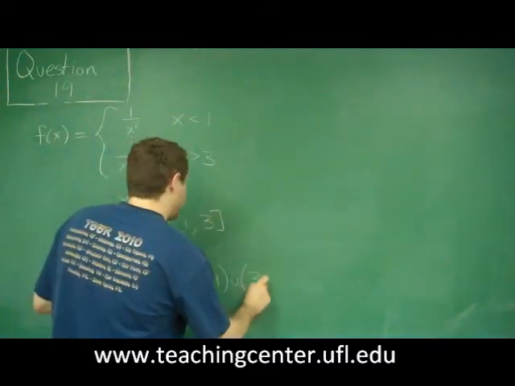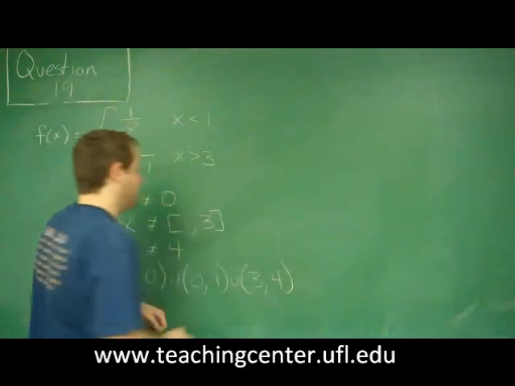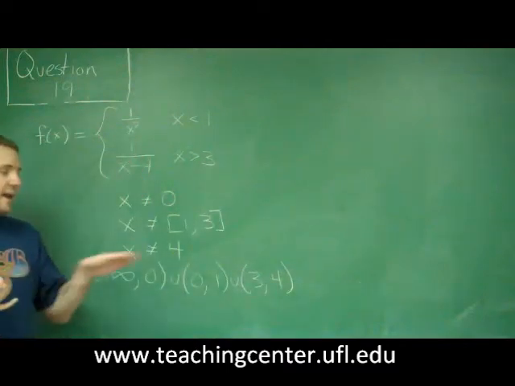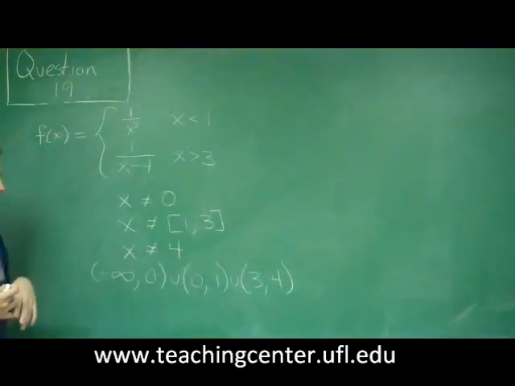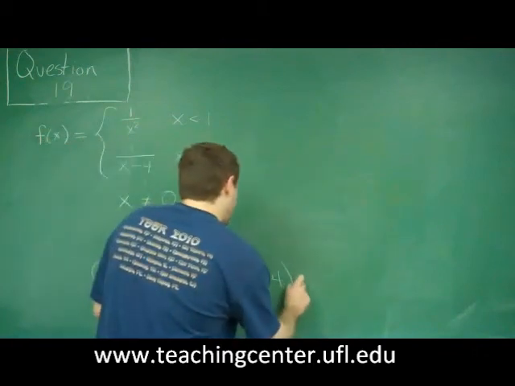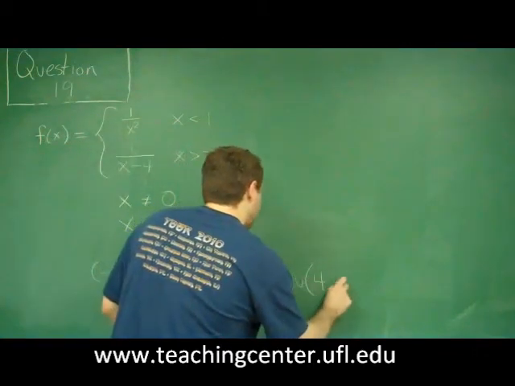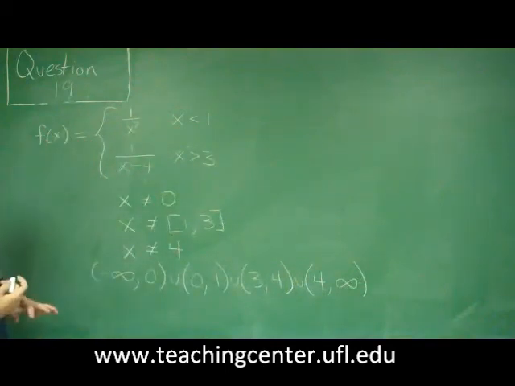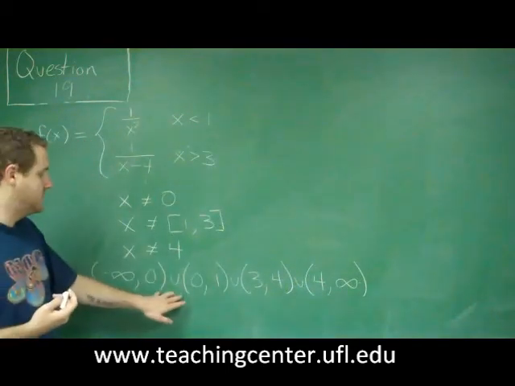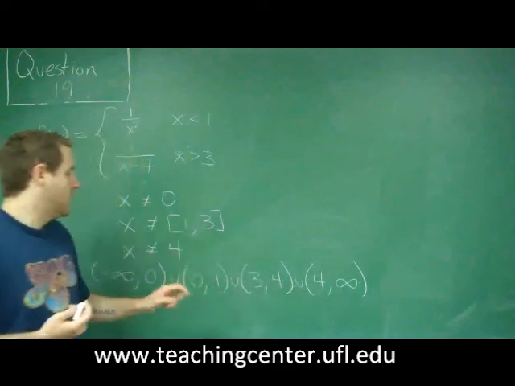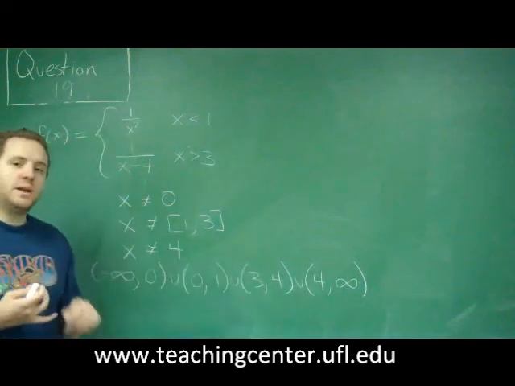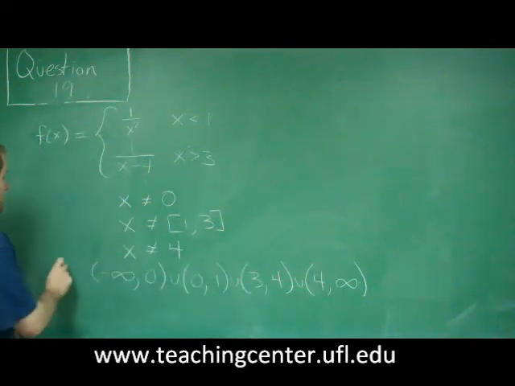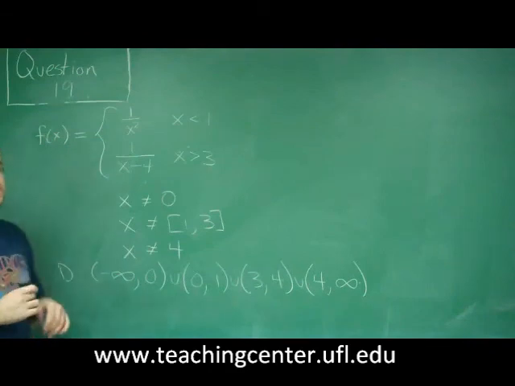We couldn't have anything between 1 and 3 anyway, so we're not going to include that there. We can have anything from 3 to 4. Or we could not have the number 3, but anything between 3 and 4 works. And then finally, anything greater than 4, from 4 to infinity, also works, but we could not have 4. So you can see this is not including 0, not including 4, not including 1, 3, or anything in between, and that would be the domain of this piecewise function.